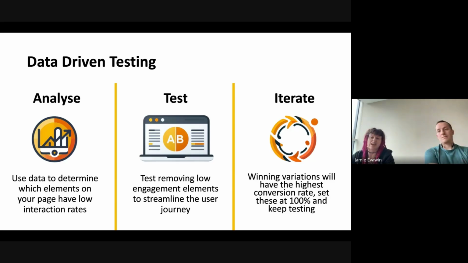So you might look at interaction rates, and you might have 4 or 5 CTAs on the page, and 2 of them get really low interaction rates. So a simple test might be to try removing that. And what that would do is streamline the user journey. So there's fewer buttons, so they're more likely to find the thing that they need to click on. You can then test that and compare that versus your normal website. And then whatever variation has a higher conversion rate or gets more users quicker to the place you want to go, you then set as the winning variation.